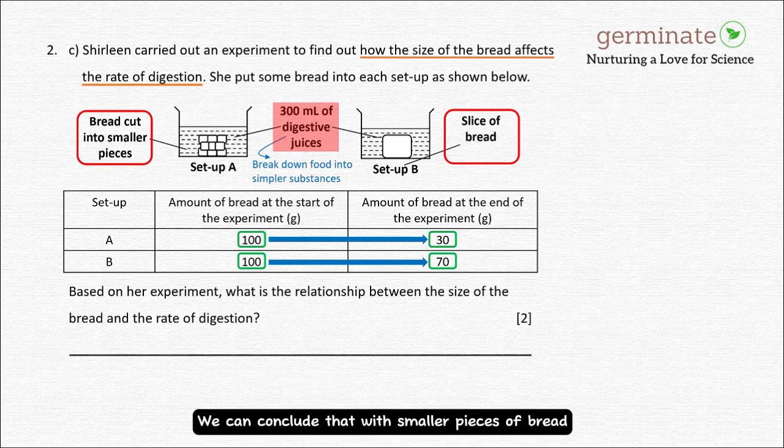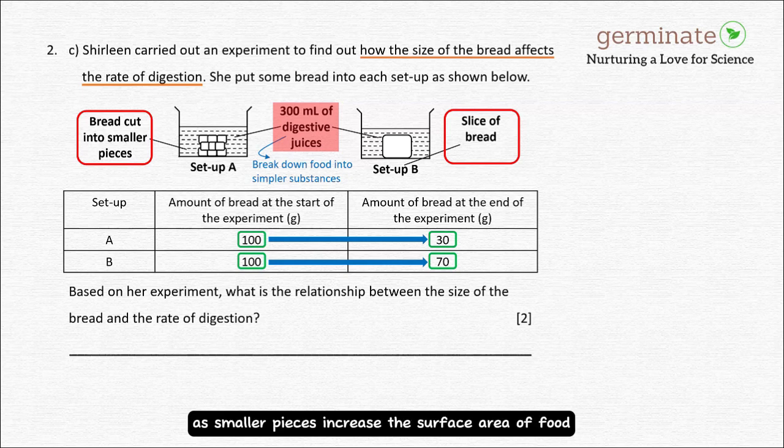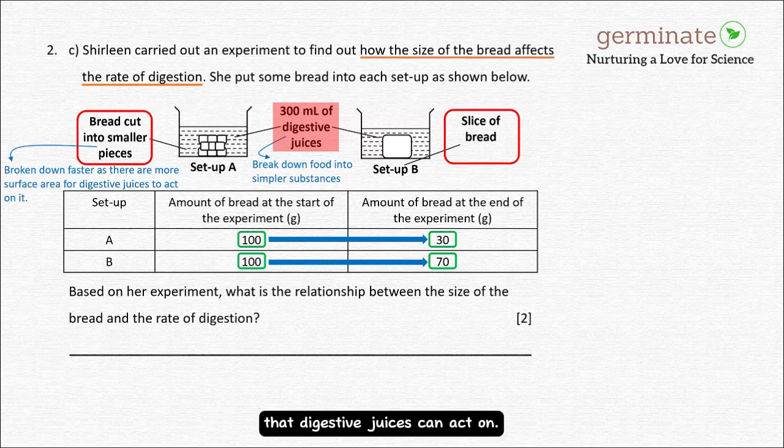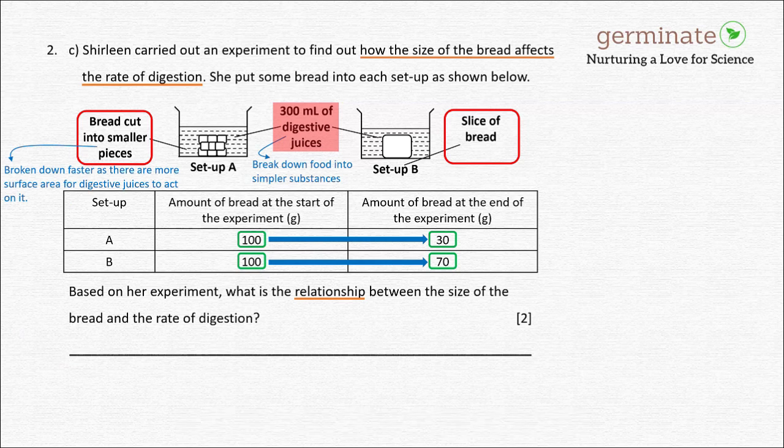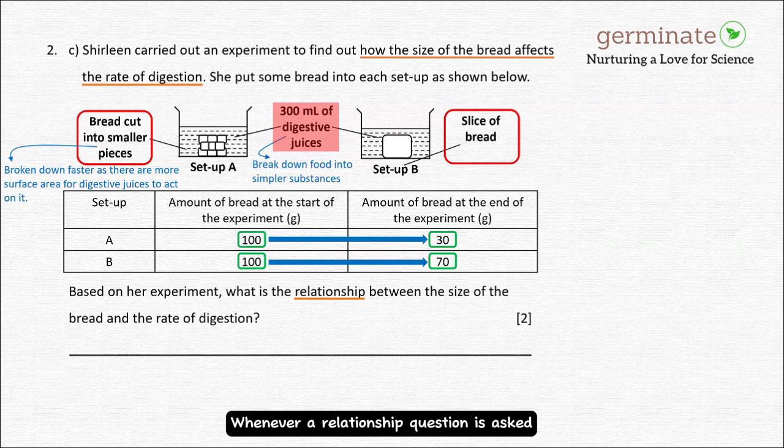We can conclude that with smaller pieces of bread, it will be broken down faster by the digestive juices as smaller pieces increase the surface area of food that digestive juices can act on. Therefore, the amount of bread at the end of experiment in setup A is much lower compared to setup B. The question is asking, based on her experiment, what is the relationship between the size of the bread and the rate of digestion? Whenever a relationship question is asked, it requires us to identify the link between two variables.